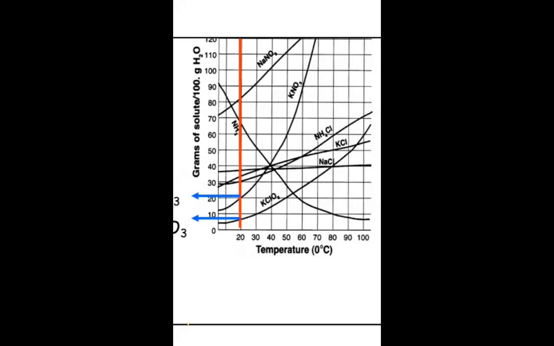So if you check all other ones at 20 degrees Celsius, none of them is more than that. So the next most soluble after NaNO3, ammonia, that's NH3, is going to be about 65 or thereabout. Like 68. You see that?